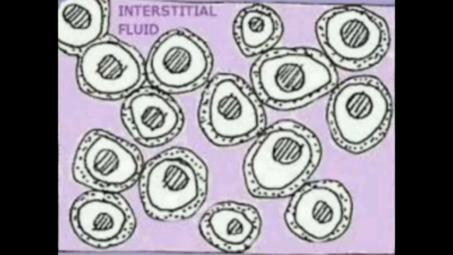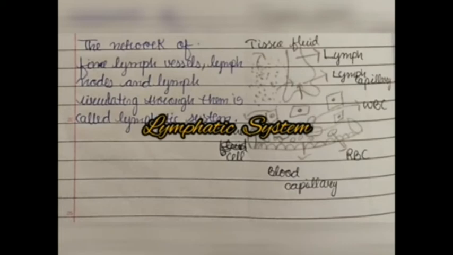Let's discuss the second type of fluid, that is the tissue fluid. Cells are surrounded by fluid called tissue fluid. Tissue fluid helps in the exchange of substances, which gives oxygen and other substances to the cell and takes away the carbon dioxide. Let us discuss the last part of this seminar, that is the lymphatic system.